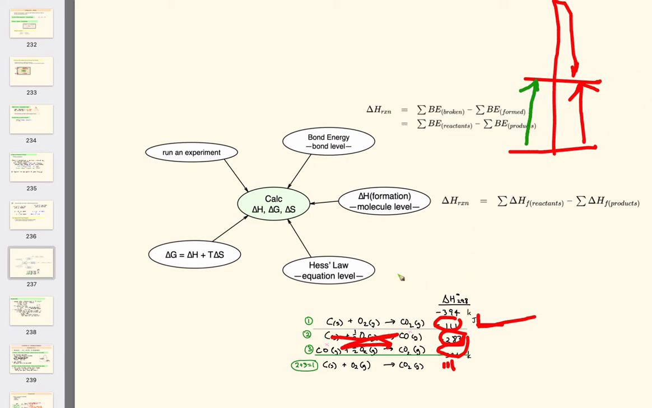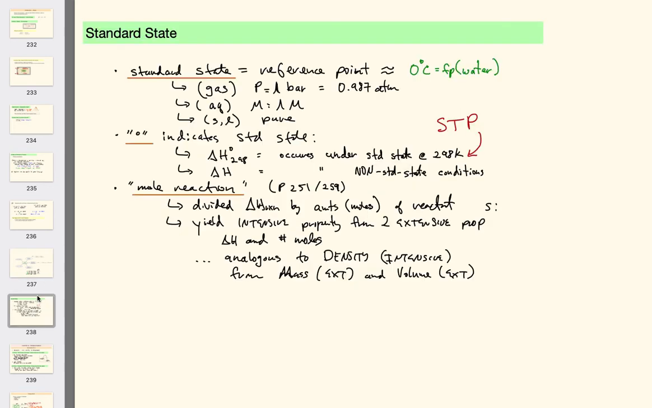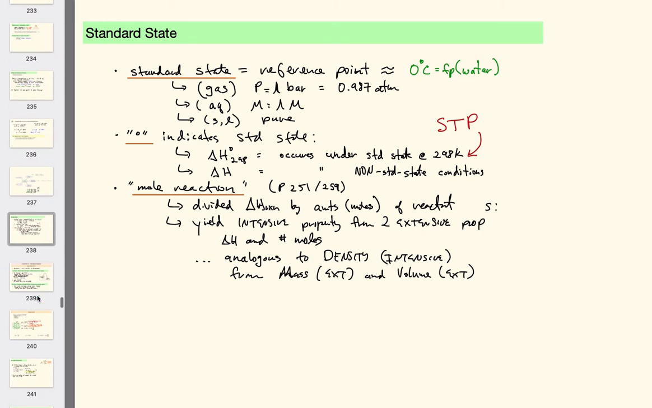There we go. So that's cumulative. That's called Hess's law. It basically says all this is additive. That's a backdrop of basically everything we're going to do in thermodynamics. So now let's jump down into the weeds a little bit.